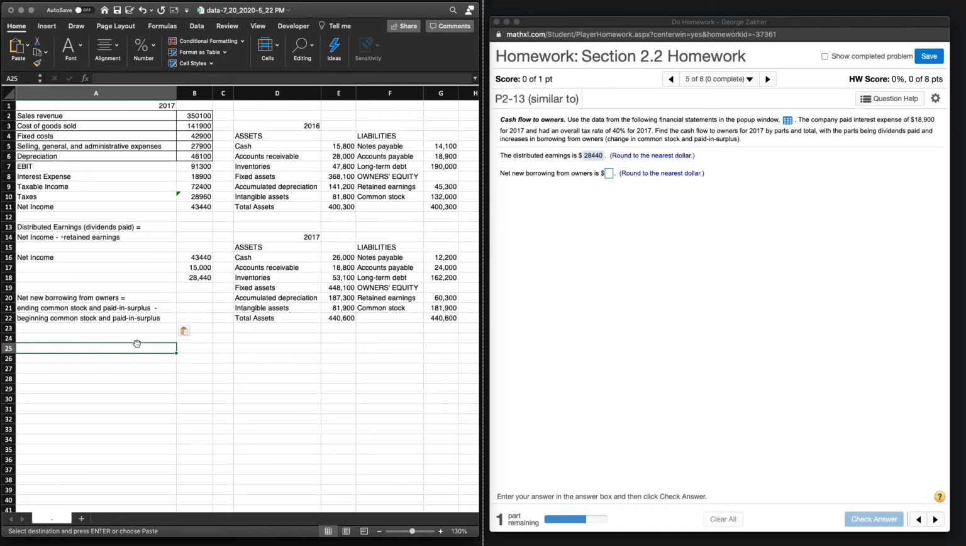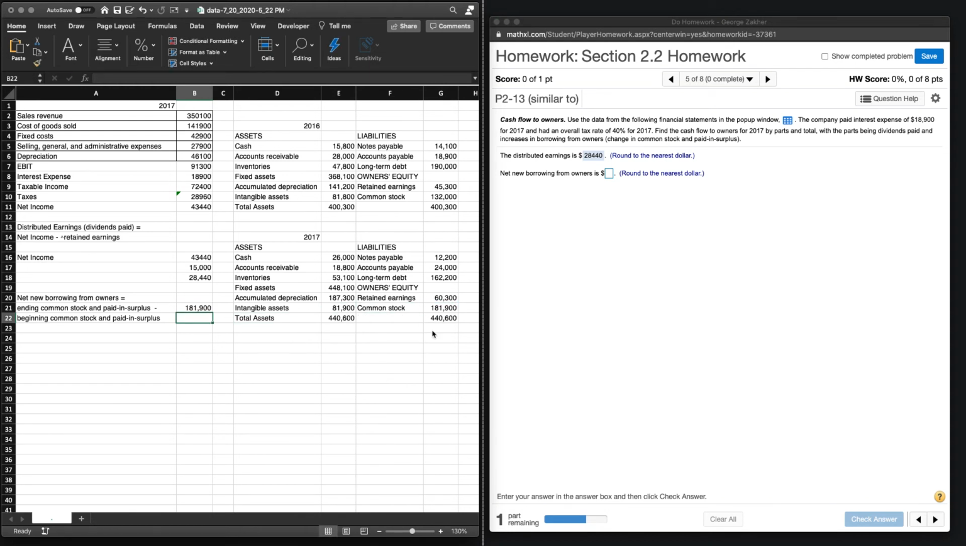We don't have to worry too much about paid in surplus. It's more about whether or not you pay a premium for a stock. We might deal with that later, but for now, we're really just going to take a look at our common stocks. Okay. So again, our ending common stock is going to be our 2017 number. Okay, so in this case, here's our value here.